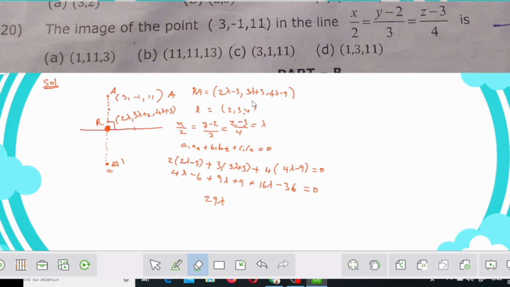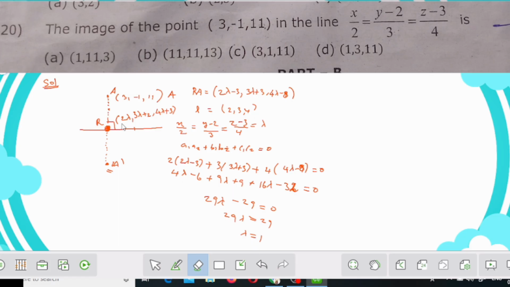See, look at the picture. 4 lambda plus 3 minus 11 will become 4 lambda minus 8, right? So you correct this, 4 lambda minus 8, so that 4 into 8 will become 32. Minus 6 plus 9 plus 3 minus 32 is minus 29, equal to 0. This becomes 29 lambda equal to 29, lambda equal to 1.